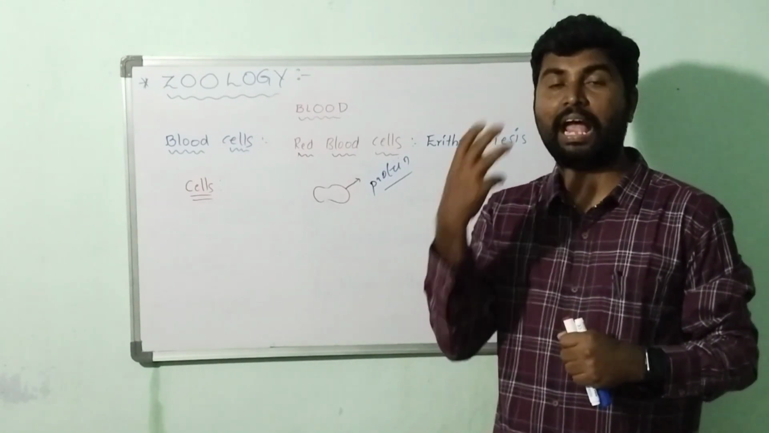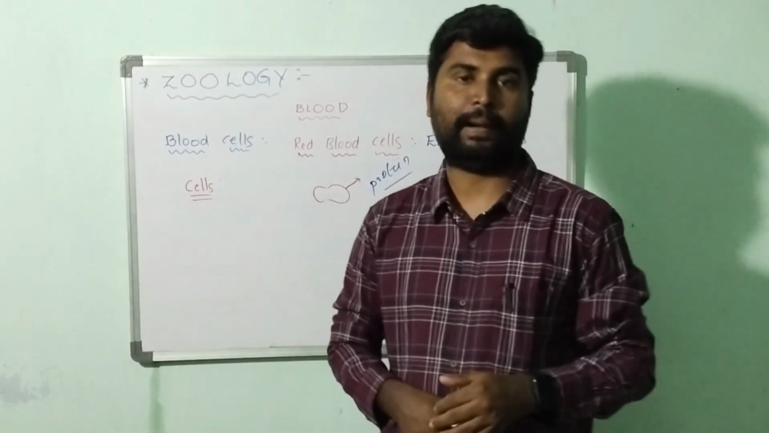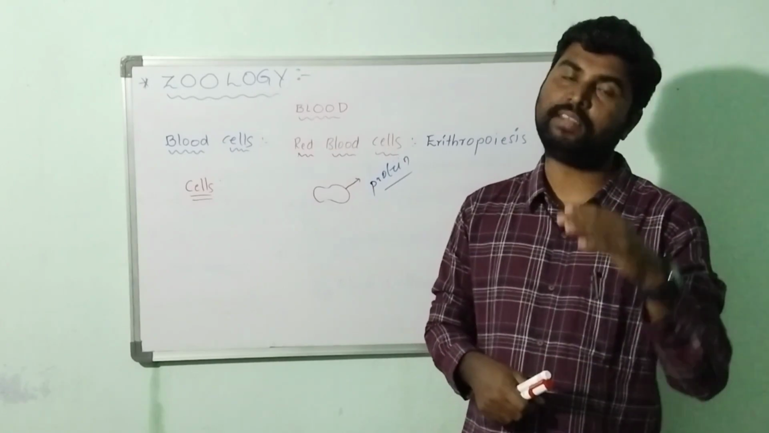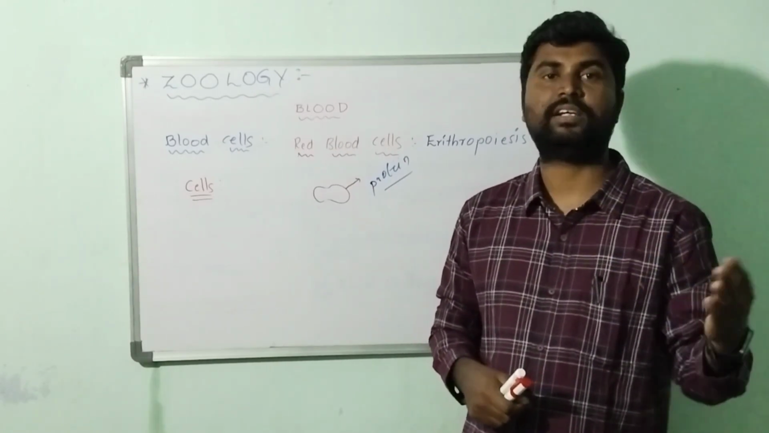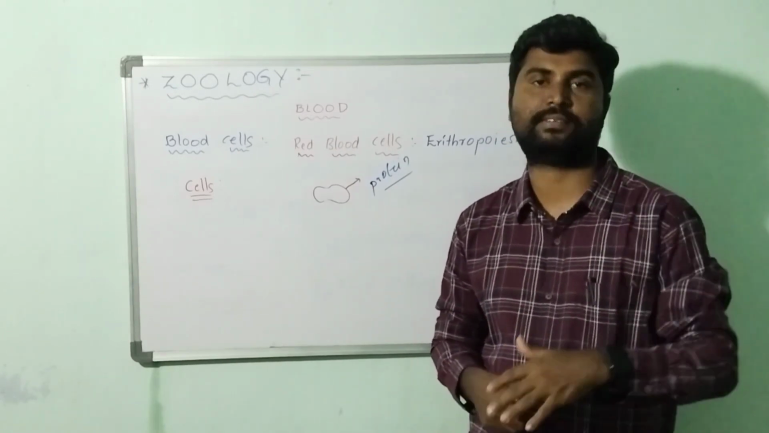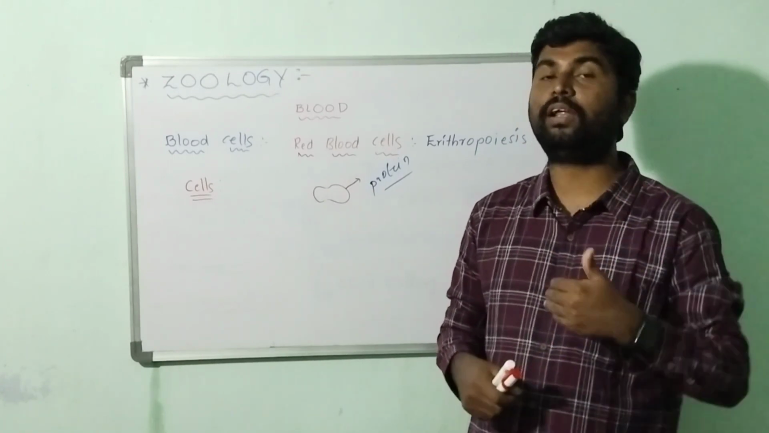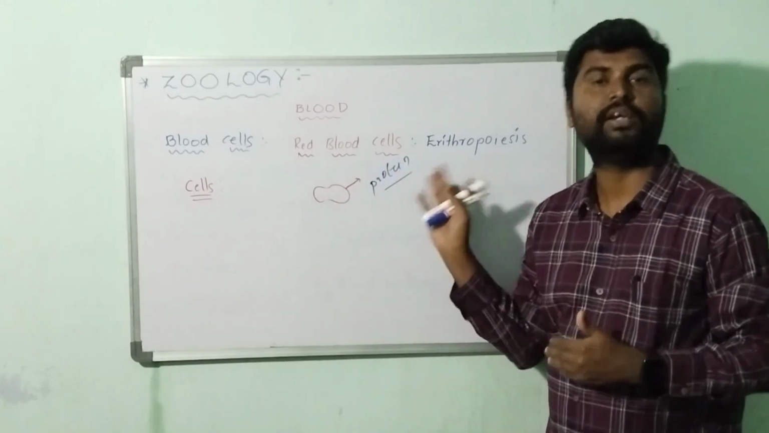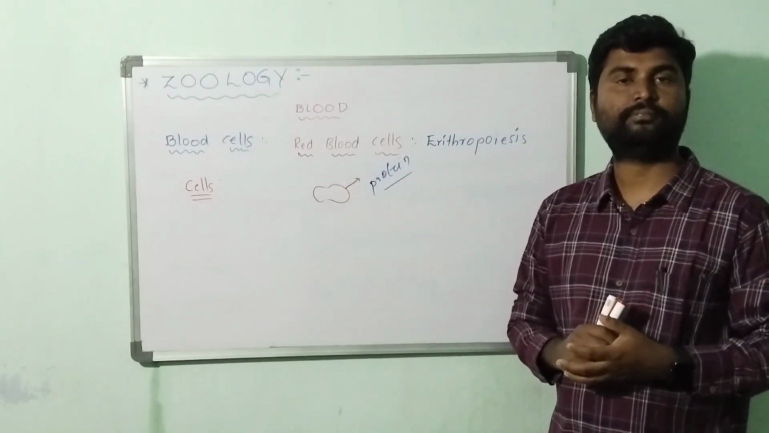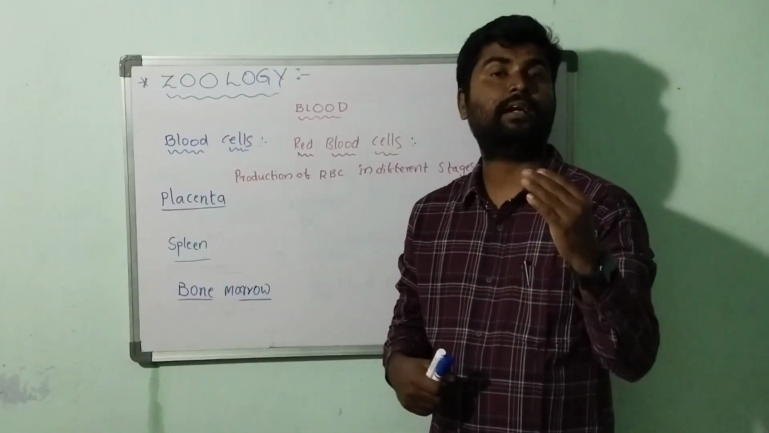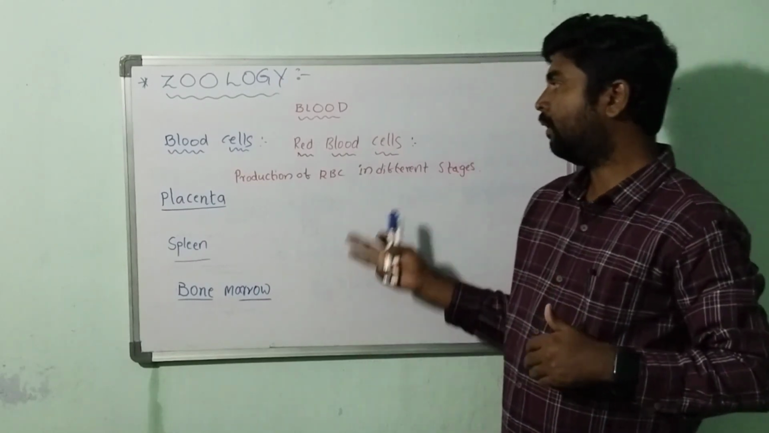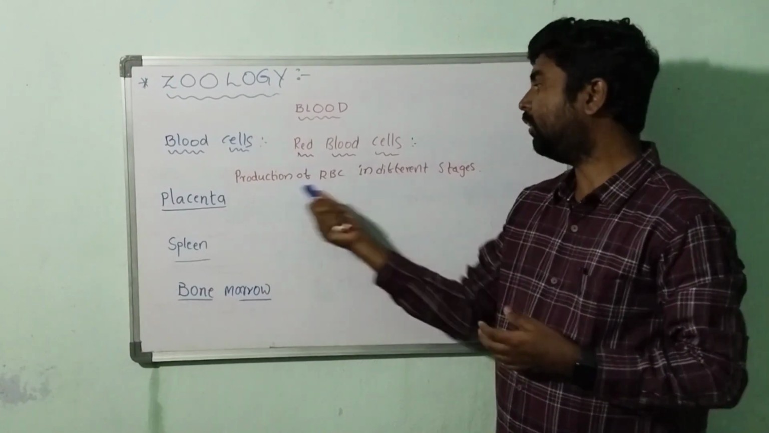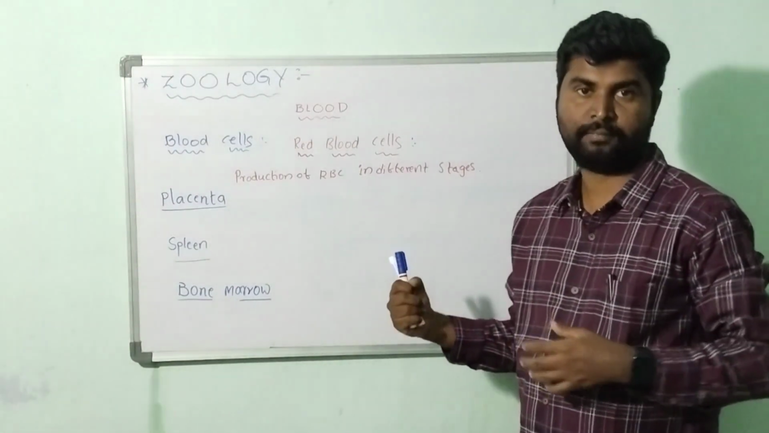We have 3 stages in our life cycle. From these 3 stages, red blood cells will come from different places. Right? Then I will explain it. What are the 3 different stages for the production of red blood cells?